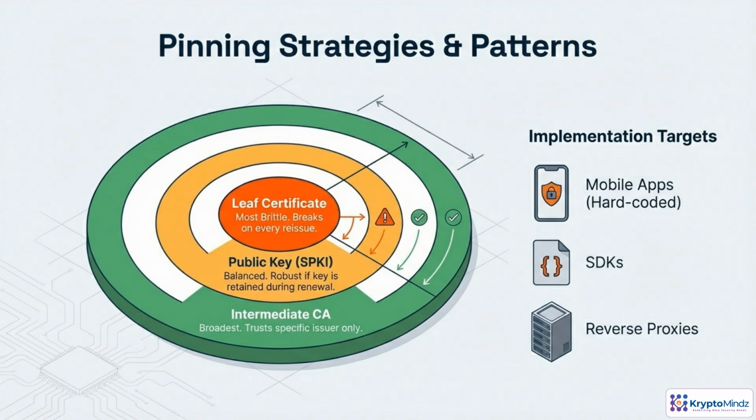The broadest approach is to pin to an intermediate CA. Here you're saying, I trust anything this issuer signs. That is far more resilient to routine certificate changes. But if that intermediate is ever compromised, your blast radius is larger. In practice, these pinning decisions show up in hard-coded pins in mobile apps, in SDKs used by many services, and in reverse proxies that front your APIs. For each of those, you should consciously trade off brittleness versus flexibility, and choose the narrowest pin that you can realistically operate over the lifetime of the system.